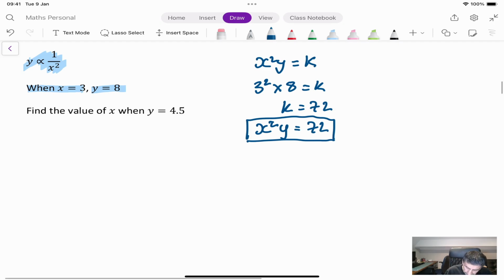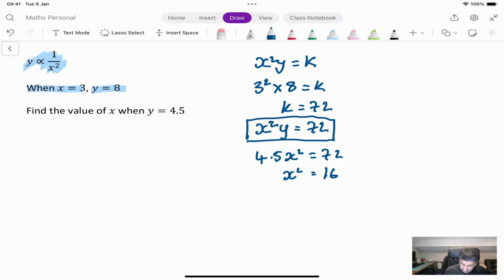So I'm going to substitute 4.5 into here. So I'm going to have x squared times 4.5, but I would prefer to write that as 4.5 x squared is equal to 72. All I've done there is substitute the 4.5 in for my y. I can now divide both sides by 4.5, so x squared is going to be equal to 72 divided by 4.5, which I know is 16.